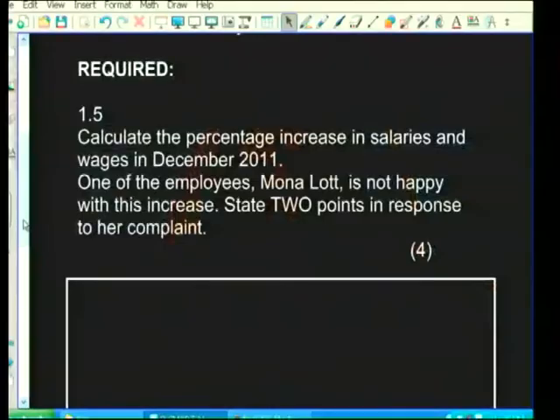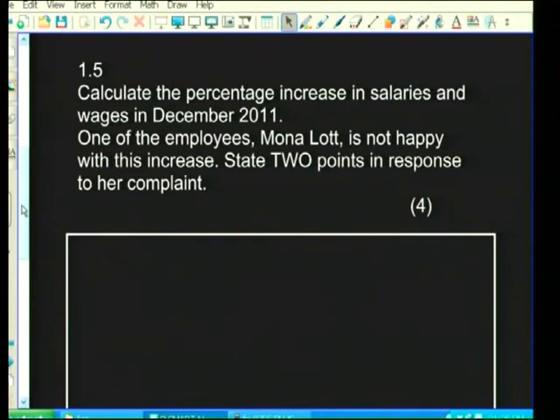Right, guys, we're moving on now. I think it's the last question. Let's see how far we can get with that last question. Okay, 1.5, calculate the percentage increase in salaries and wages in December 2011. And then we are told one of the employees, Mona Lot, is not happy with this increase. State 2 points in response to her complaint, and it's obviously for 4 marks. So let's firstly calculate the percentage increase for the month of December.